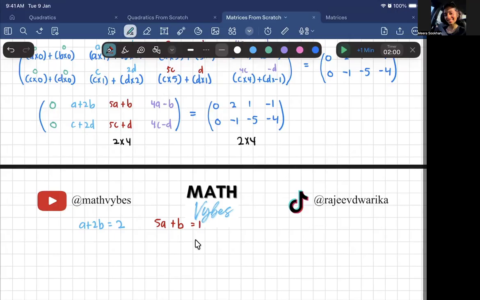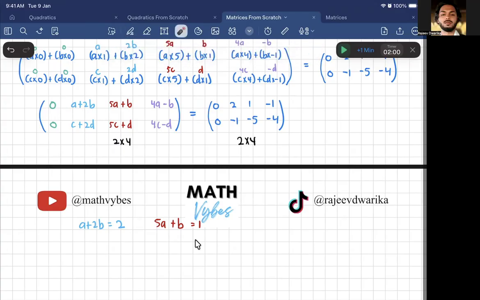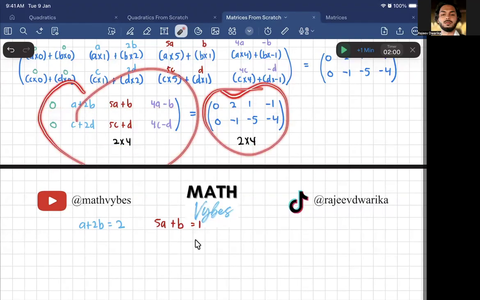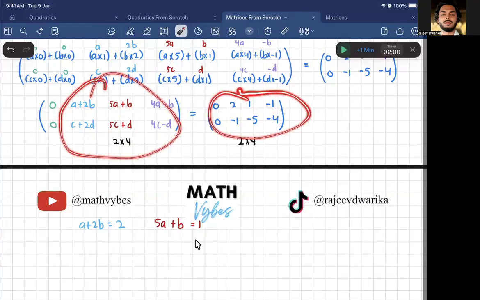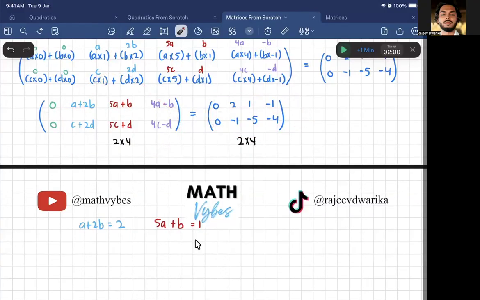Because both of them have the same order. Technically speaking, each element equates to each other, and you just need to figure out what A and B is. This is a 2 by 4 and this is a 2 by 4. Both of them are 2 by 4. You need to figure out what A, B, C, and D are to satisfy this, to give us the 0, 2, 1, minus 1, minus 1, minus 4, 5, minus 4.